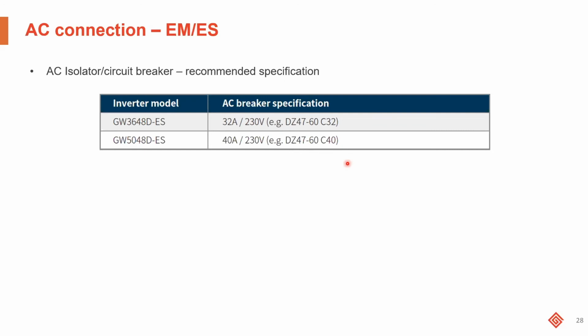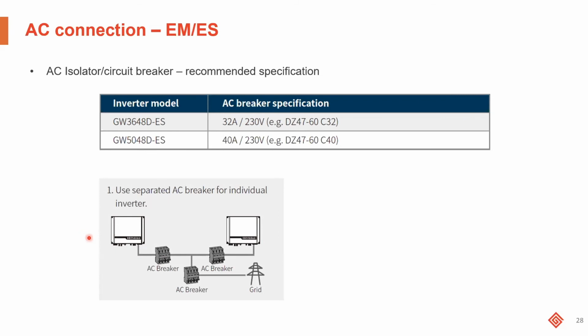And then check locally, or check what your regulations say, on how to size your AC breaker specifications. In the manuals, we do give a recommendation, but that is more of a global recommendation. What I think is more important is to stick to your local regulations.